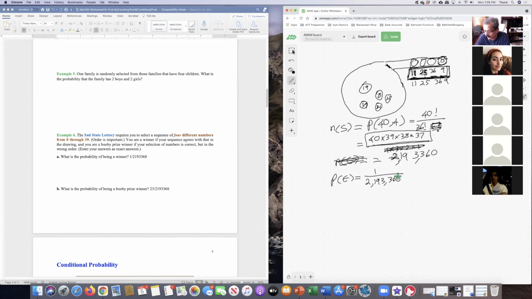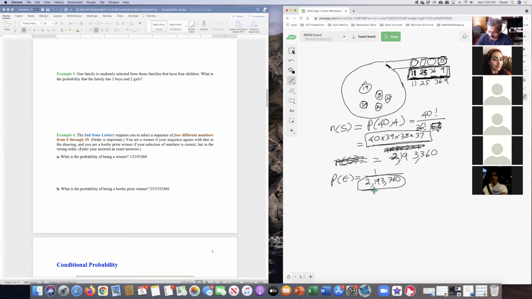Let's say when you win, you may win $1 million. But if you're paying $1 to play the game, this probability means you must spend $2 million to have a chance of winning once, which means to get that 1 million, you have to spend 2 million to begin with. So that's why the probability is so small to win.